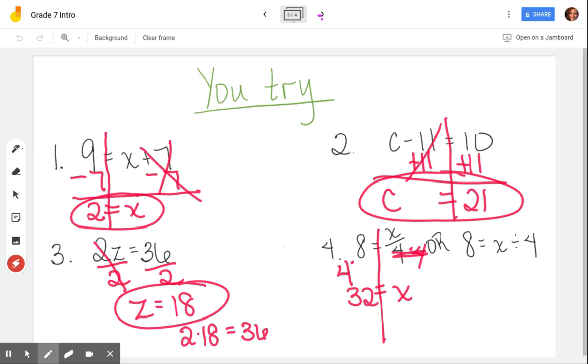The common mistake on number 4 is to just quickly glance at it and assume that your answer is 2, because we know 8 divided by 4 is 2. But if you plug that in, it does not make sense. If you plug in a 32, it says 8 equals 32 divided by 4. That one does make sense.